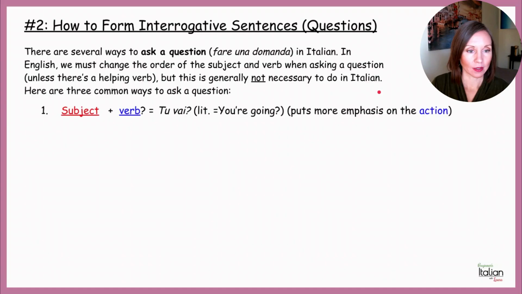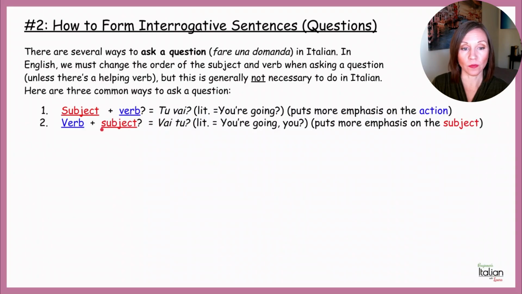Number 1, subject plus verb, and then just adding a question mark. Okay, so tu vai literally means you're going. Okay, so this one puts more emphasis on the action, because we have tu vai as opposed to saying vai tu, in which we flip the verb and the subject around. Okay, so we put more emphasis on the tu by putting it at the end of the sentence. So you're going, you, puts more emphasis on the subject.